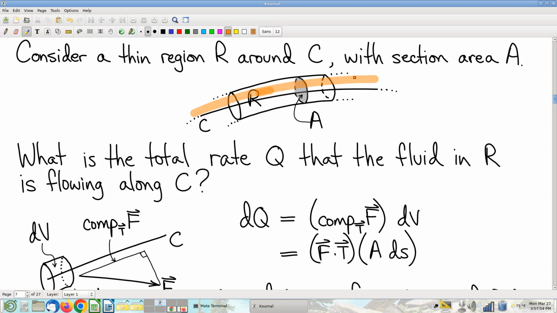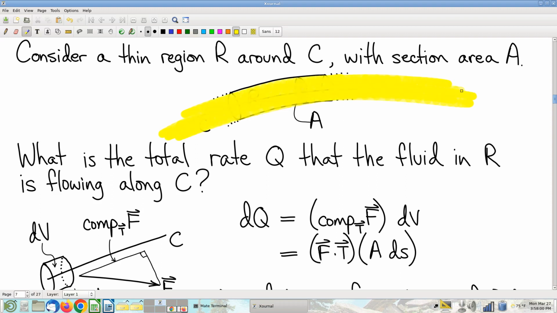Looking at all of this fluid. Now keep in mind, we have a vector field in play, and the vector field represents flow of a fluid. So there's fluid inside of this kind of tube.